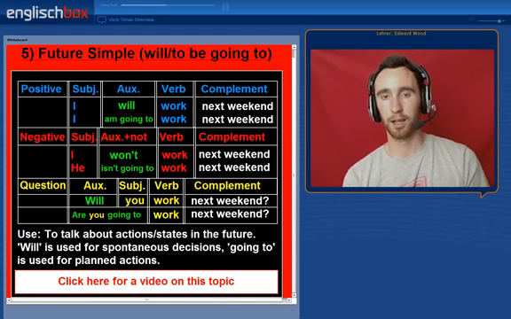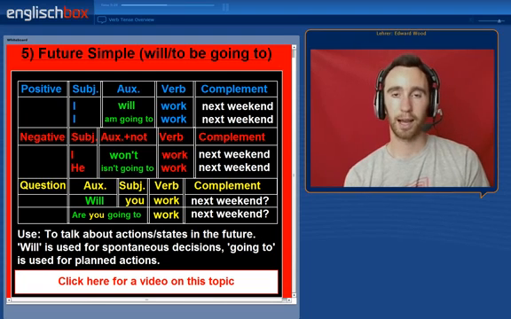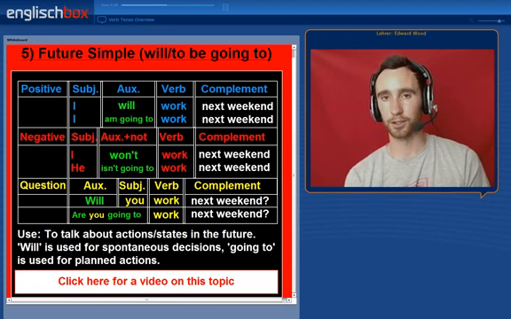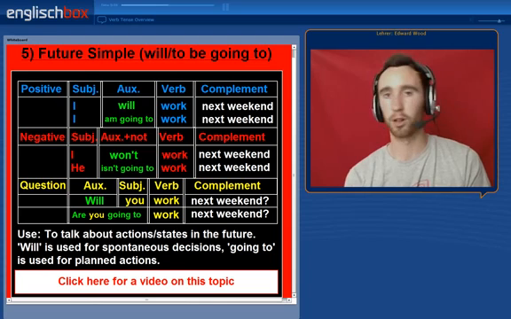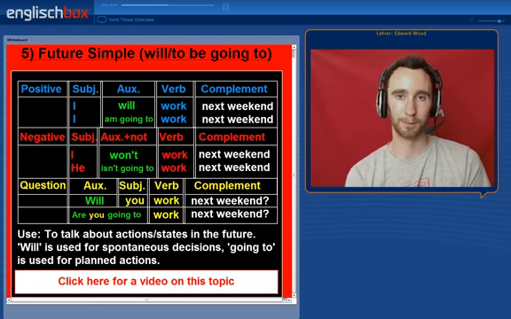You can use both, but we normally use will for spontaneous decisions and going to for planned actions. So when you're talking about your plans for the weekend, you say, I'm going to. I'm going to play football. I'm going to meet friends, for example.